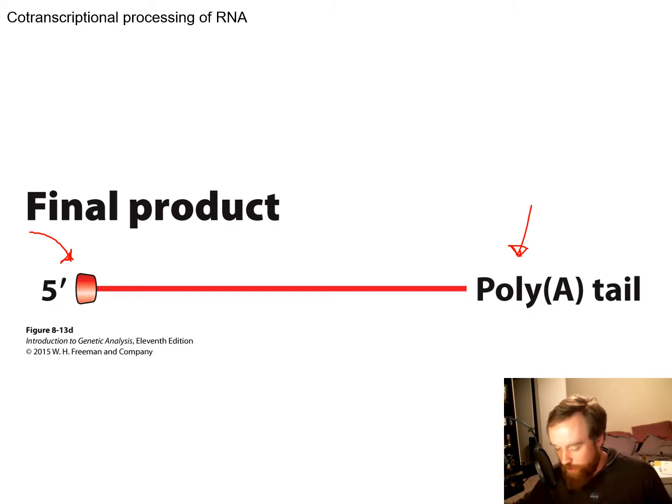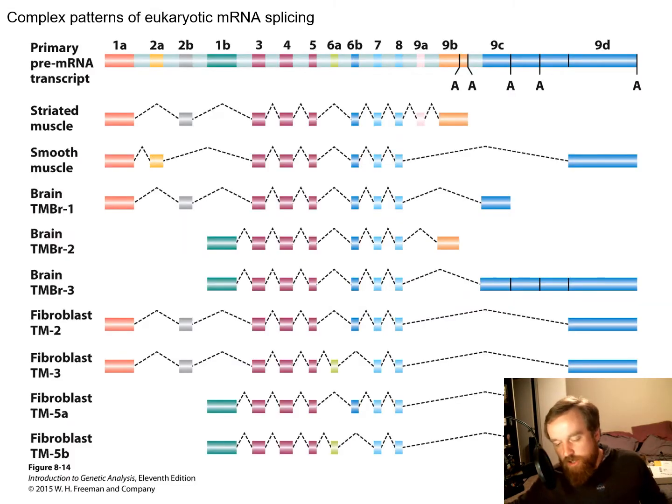So when we talked about alternative splicing, I had mentioned that different exons are incorporated into an mRNA to make different proteins.